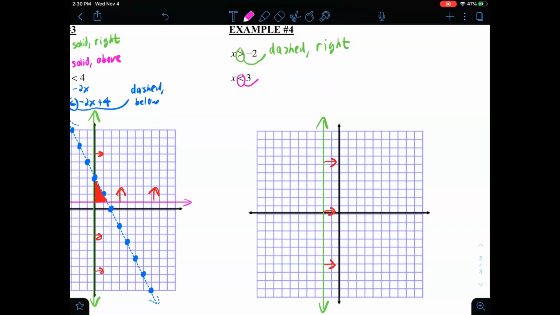Then we have x is less than 3. That's a dashed line again because it's not equal to, and it's going to be shaded to the left. So we're going to do a vertical line through x equals 3. 1, 2, 3 is over here. I'm going to put the dots there. Here's a vertical line through x equals 3, and then we're shading to the left. You can see they overlap right here in the middle.